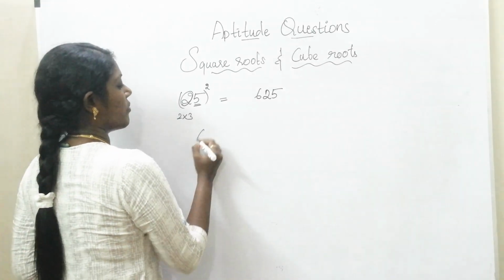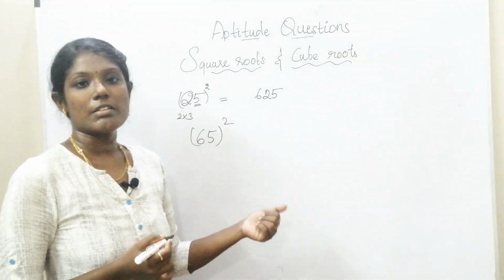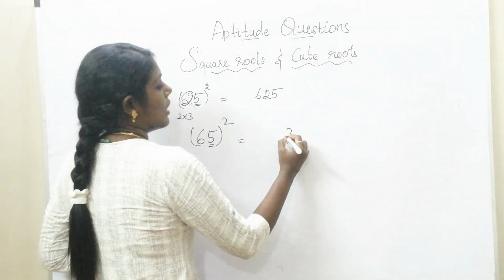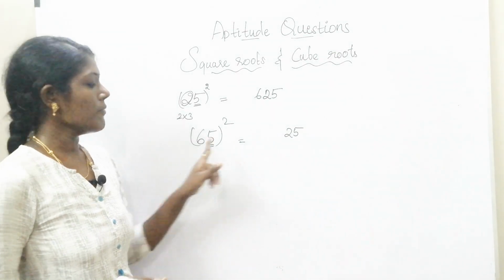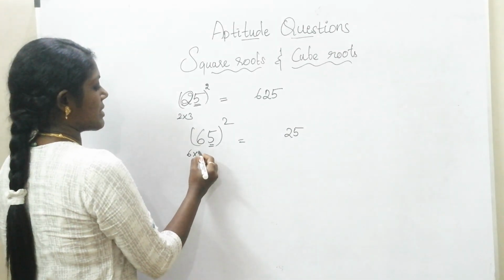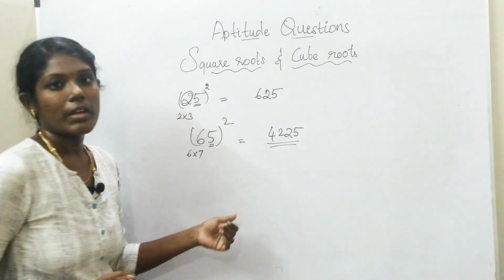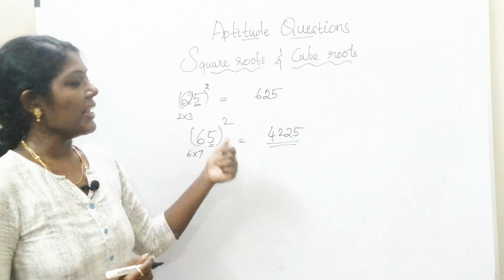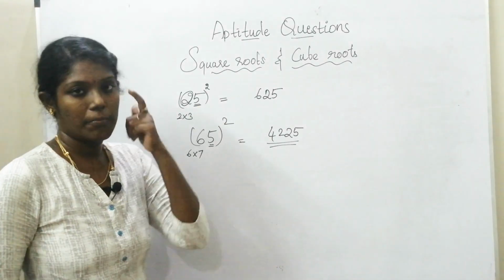Suppose I want to find out the answer of 65 square, I don't multiply 65 into 65. Using this method, I'll just find out the square of the last number, that is 5, 5 5s are 25, and for 6, the next number is 7, so 6 7s are 42. This would be my answer, 4225. So if you want, you can just multiply and check if you get this answer, and this tip can be applied only for 2-digit numbers ending with 5.